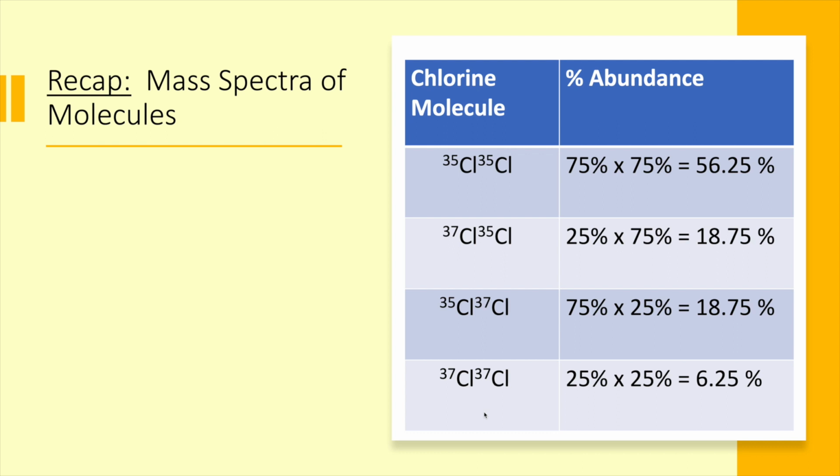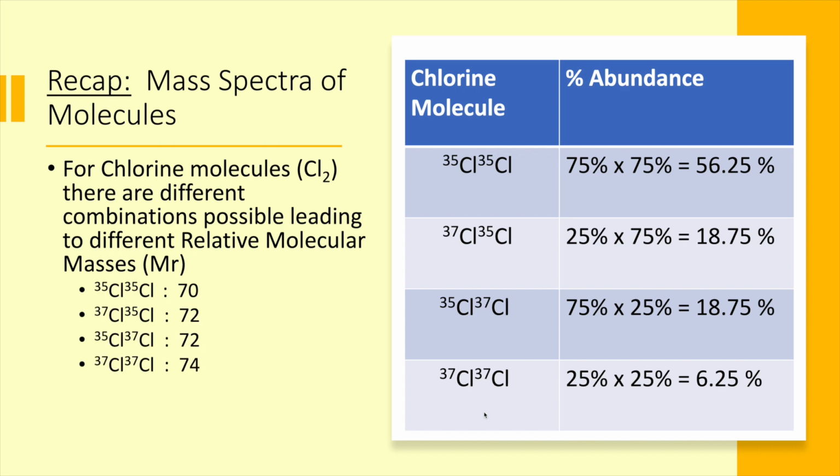So we looked a little bit at molecules, in particular diatomic molecules, in how we can calculate the abundances of those. So it's all based on probability, which you might have come across in maths. So in maths, when we do probability of x and y, then we times those probabilities. So in this table on the right, we've got the various different combinations that we could have for a Cl2 molecule. So the 4 different options there, depending on which isotope is present.